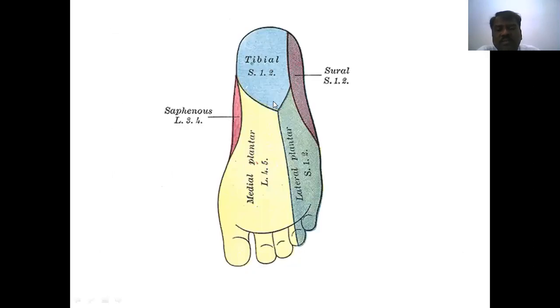The skin is supplied by the calcaneal branch of the tibial nerve; on the medial side by the medial plantar nerve, and on the lateral side by the lateral plantar nerve. Whereas on the lateral side of the dorsal surface the sural nerve, as well as on the medial side the saphenous nerve, supply the plantar surface of the sole.